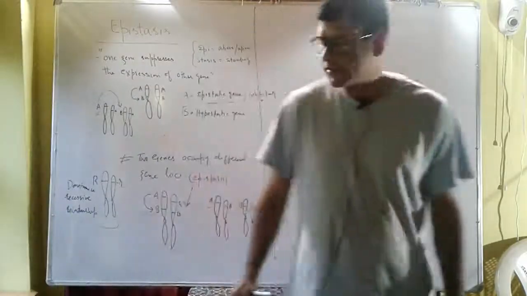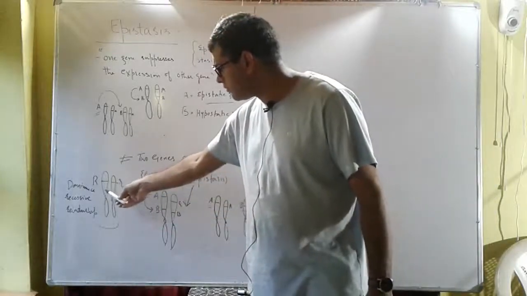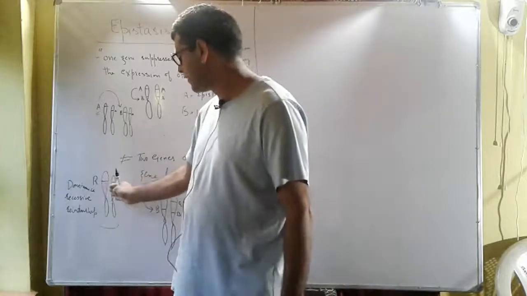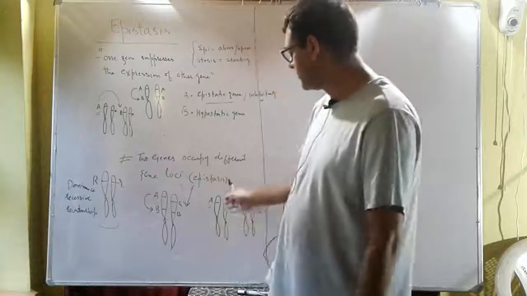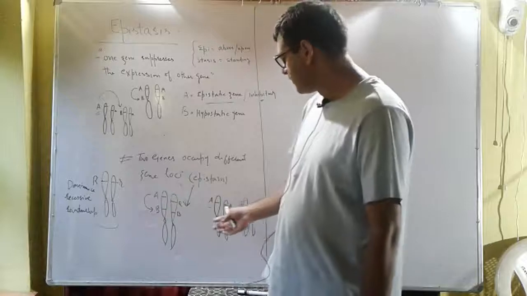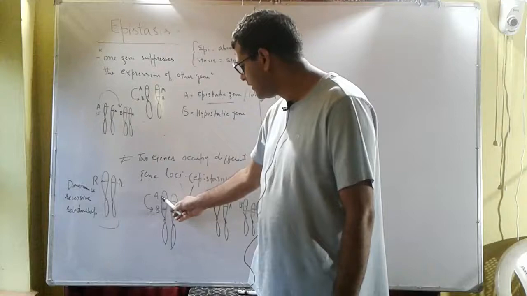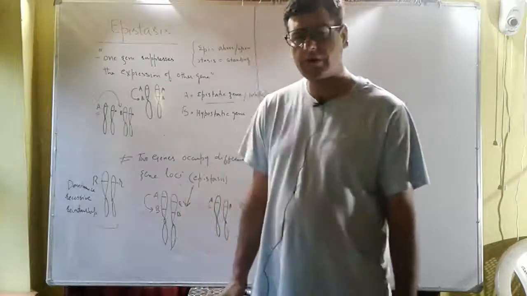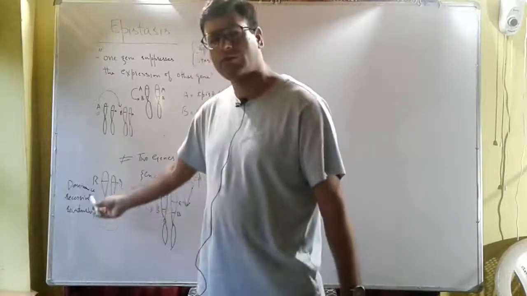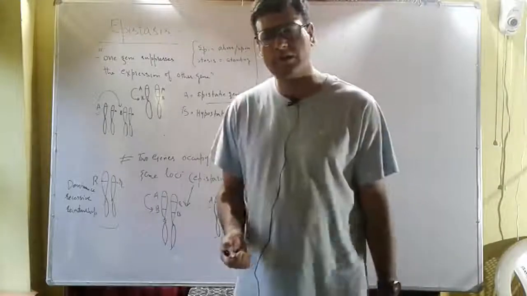Another important thing is that the dominance recessive relationship is just an allelic relationship, whereas epistasis is a non-allelic relationship. It works at the non-allelic level. This A gene and B gene are non-alleles, whereas capital R and small r are alleles. So dominance recessiveness works at the allelic level, and epistasis works at the non-allelic level.